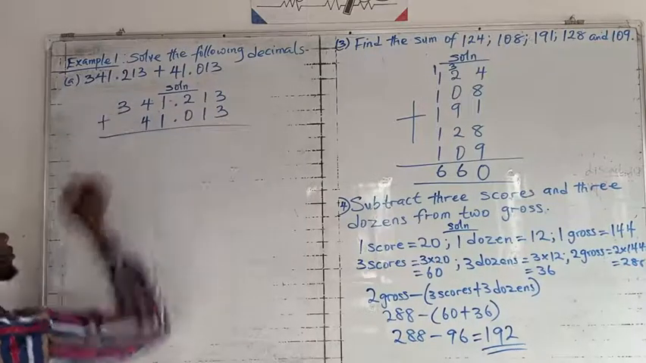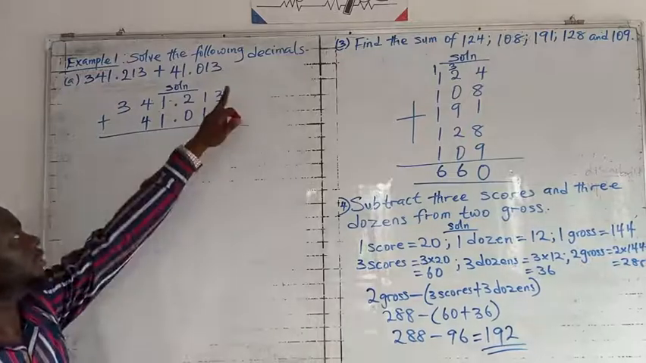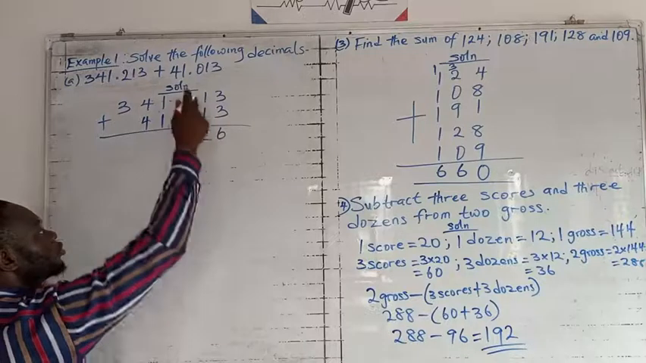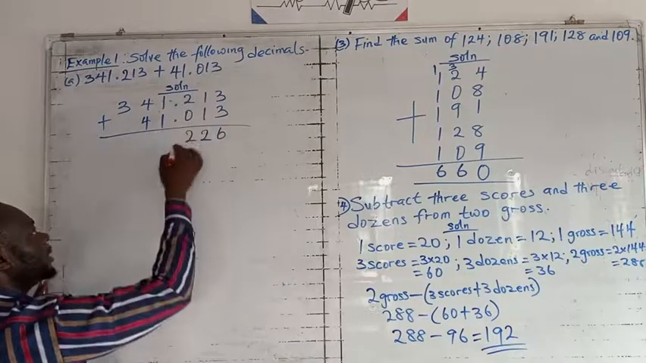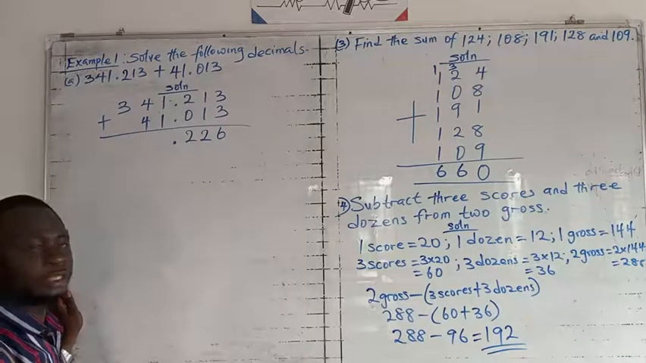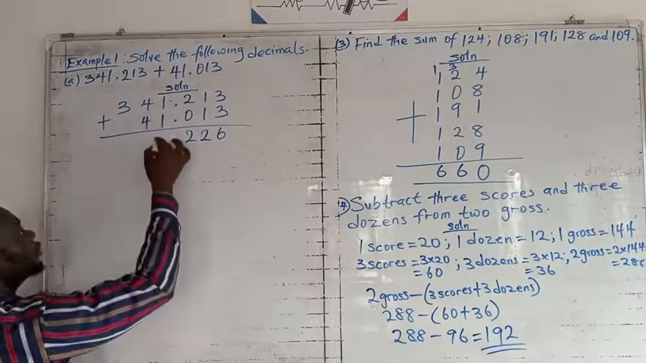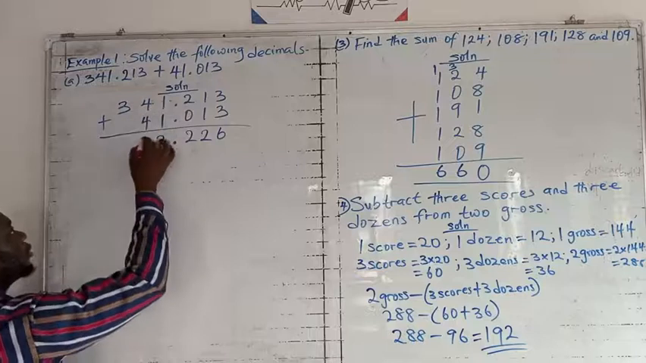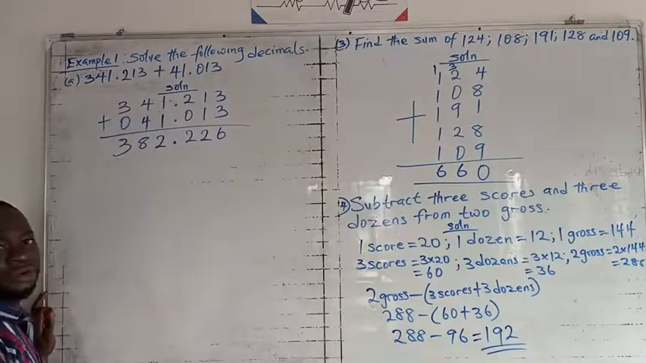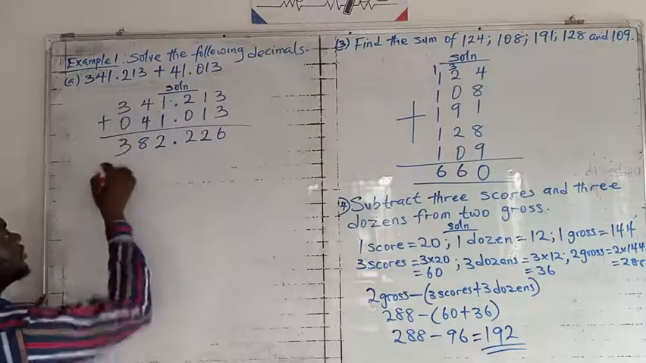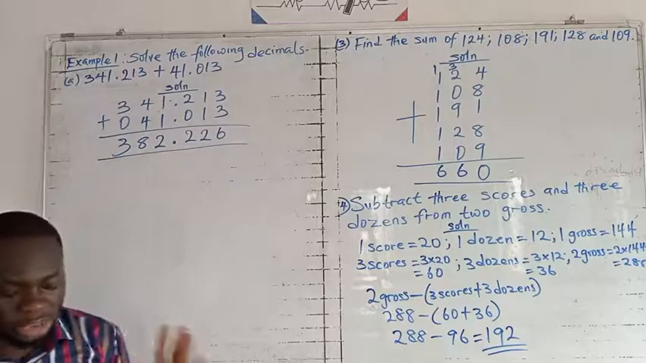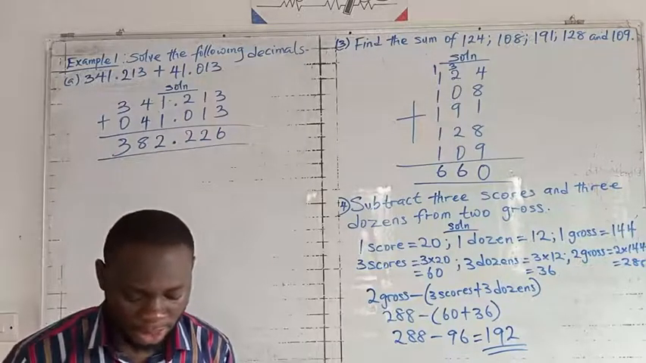You add. Now we add 3 plus 3, 6. 1 plus 1, 2. 2 plus 0, 2. Bring down your point. 1 plus 1, 2. 4 plus 4, 8. Bring down 3. If I like, I can fix 0 here. Then 3 plus 0 still gives me 3. So it's that simple.